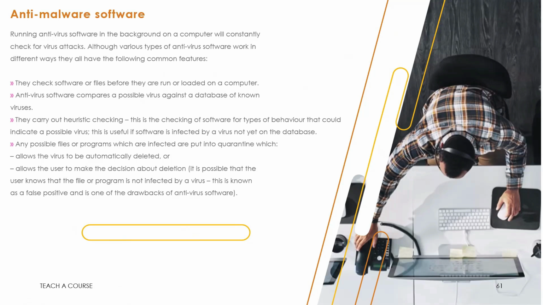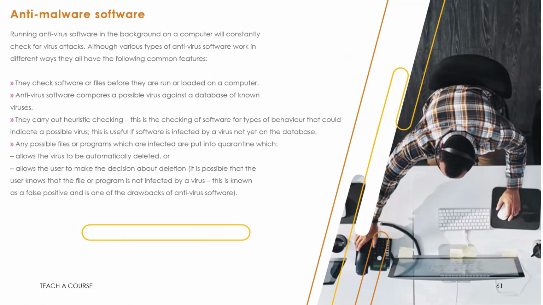Any possible file or program which is infected is put into quarantine, which allows the virus to be automatically deleted or allows the user to make the decision about deletion. It is possible that the user knows that the file or program is not infected by a virus. This is known as a false positive and is one of the drawbacks of antivirus software.